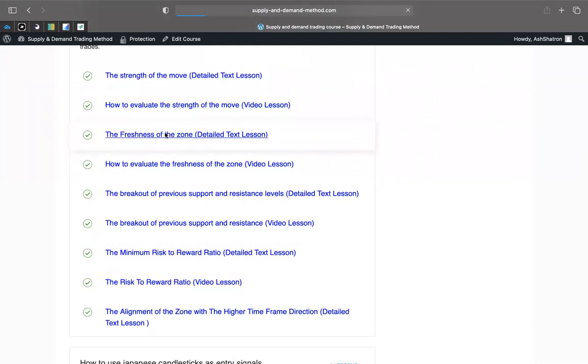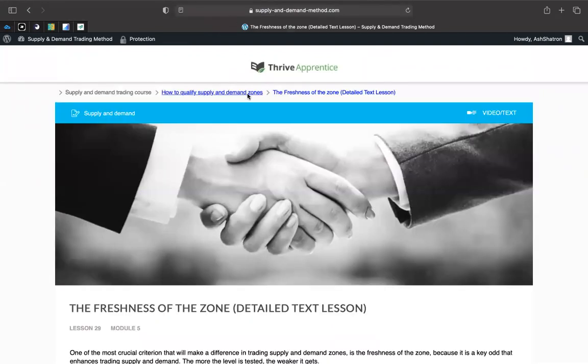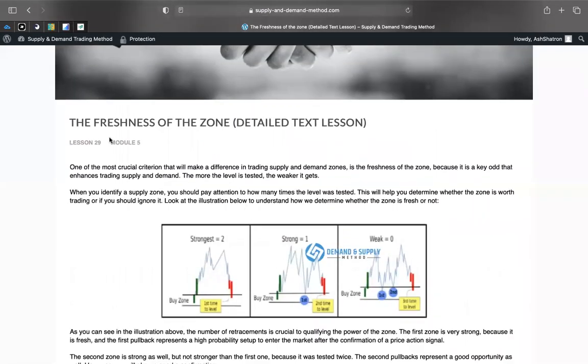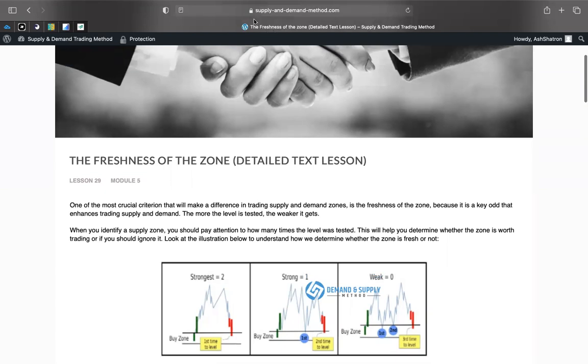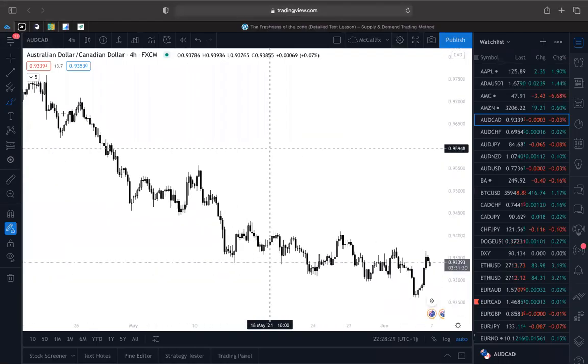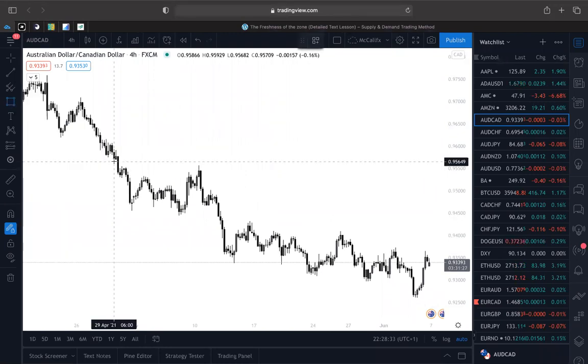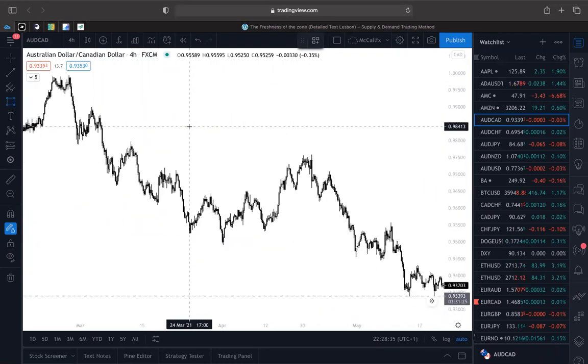Okay, so the next thing that we're going to be talking about is the freshness of the zone. I don't know if you guys understand what the freshness of the zone actually means. All right, so the freshness of the zone means that if you have your demand zone, right?